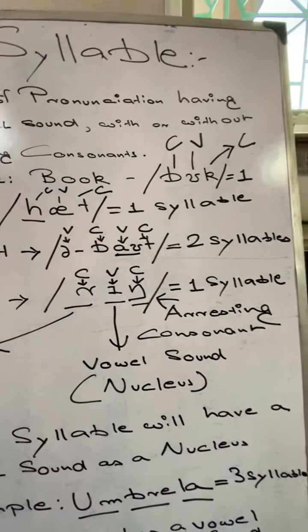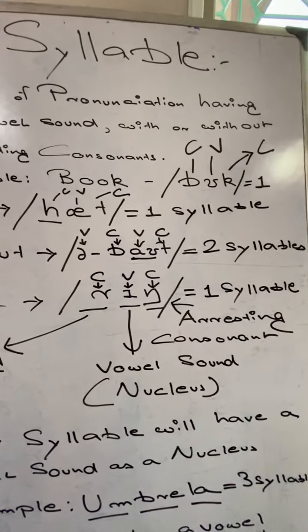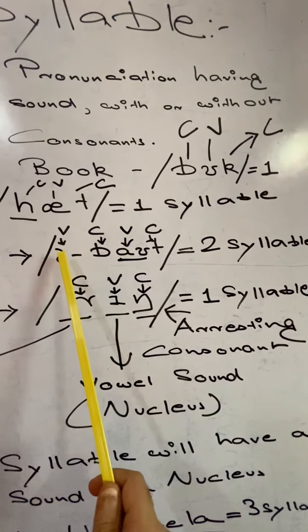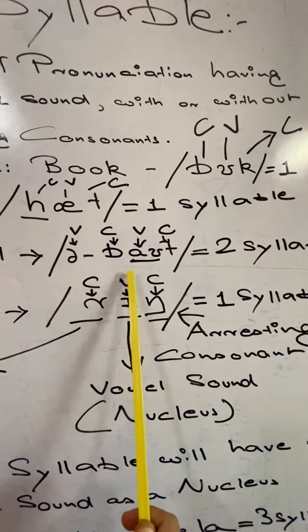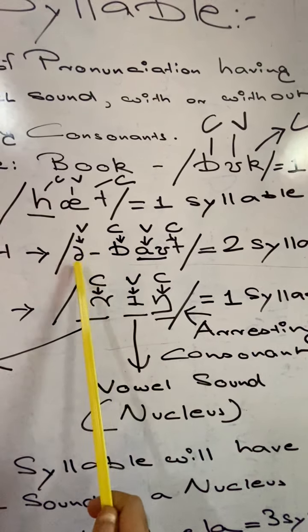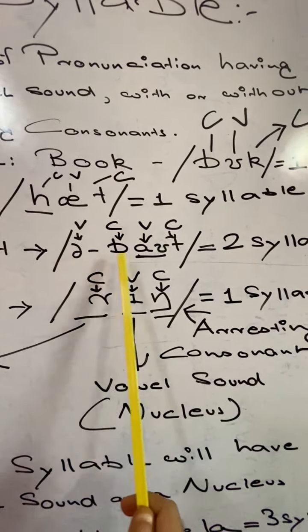You have two syllables in about. Okay, so what is the structure? This is one syllable and this is the other syllable. Okay, so don't mix it up. This is one, this is the second.